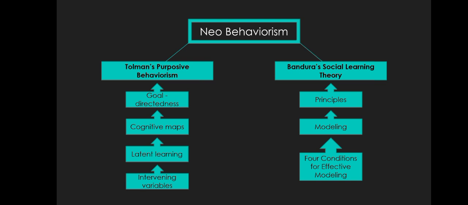Now, in Tolman's, there are four important terms that we have to remember and understand: goal-directedness, cognitive maps, latent learning, and intervening variables. While in Bandura, we have three concepts: principles, modeling, and the four conditions for effective modeling.